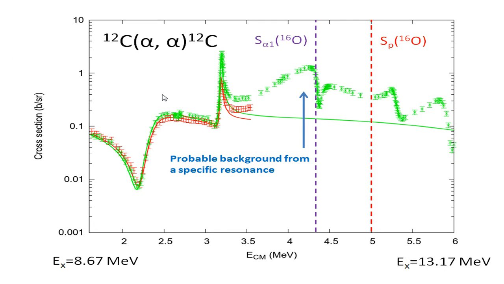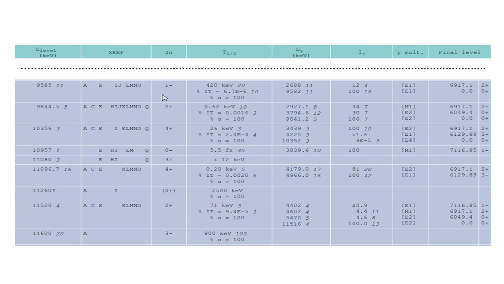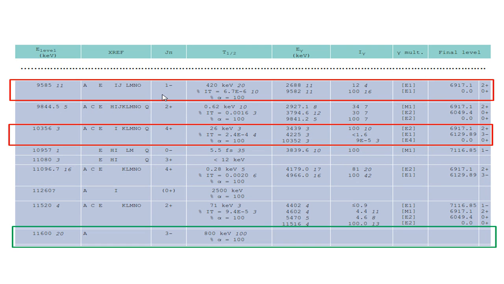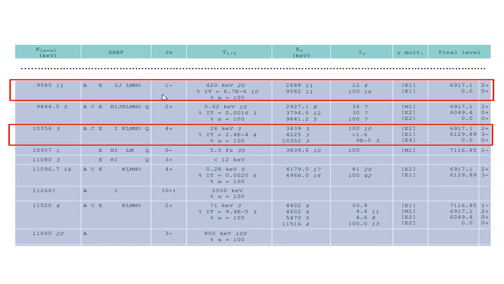I should have put this on as excitation energy, but this state here is about 4.3 MeV. So 8.67 plus 4.3. Oh no, that's not the excitation. The alpha separation threshold is 7.1 MeV plus 4.3 is what? 11.4 MeV. So we should be looking for a state at about 11.4 MeV-ish. That may be the background. That may be this state here.